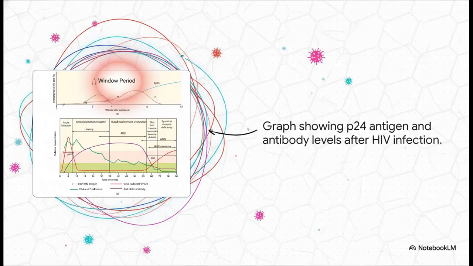This graph is incredibly useful because it shows the timeline for diagnosis. Right after infection, there's a window period where antibody tests will come back negative. But during this exact time, viral replication is soaring, and we can detect the P24 antigen. A little later, IgM antibodies start to show up, followed by IgG antibodies which persist. So being able to detect that P24 antigen is what allows us to diagnose an infection before seroconversion even happens.